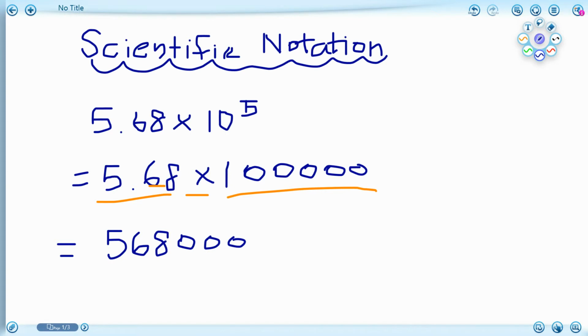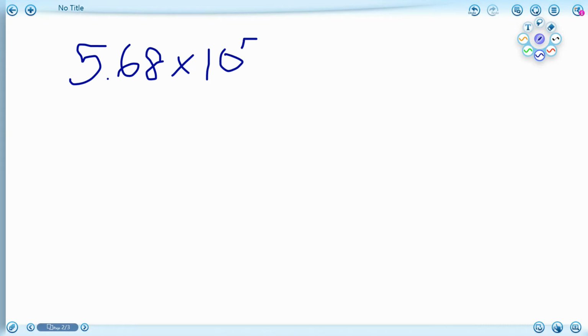I think that's a really easy way to go. So right here, same problem, 5.68 times 10 to the fifth. The power of 10 just goes up by 10, 100. We just extend each with zeros. 10 to the 5 is a positive 5. Whenever this is positive, make yourself a note: if it's positive, we're going to go to the right.